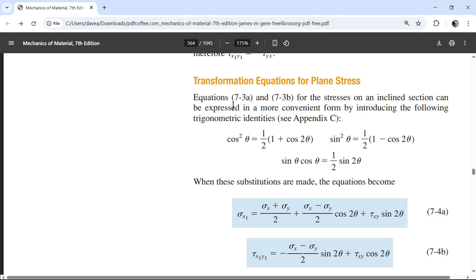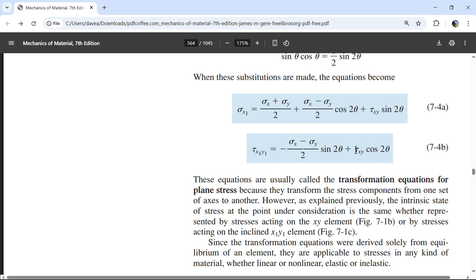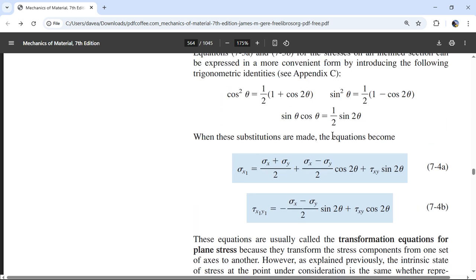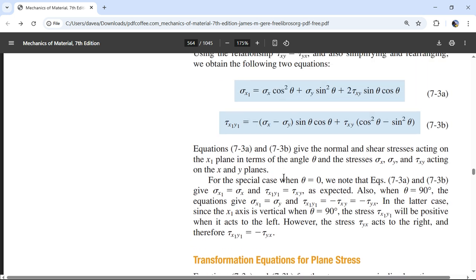On an inclined section, they can be expressed in a more convenient form by introducing the following trigonometric identities. So here are three trigonometric identities, and so cool. They just made them simpler, but when they did that, they introduced a sigma y. So that sucks. I'd have to spend a whole day to figure out how these trigonometric identities can pick up a sigma y, because these equations.